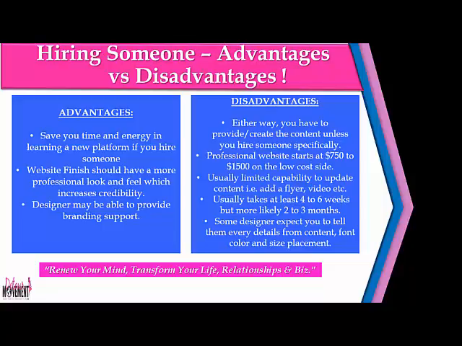Professional websites, you start at $750 to $1,500 on the low end. Usually the $750 websites, they just want to do a drag and drop. They just want to take a template and remove the images from that template and put your images on there. When you start talking about customization, it starts usually at about $1,500, which is saying they're going to deviate from the template in terms of color and placement of things on your site.